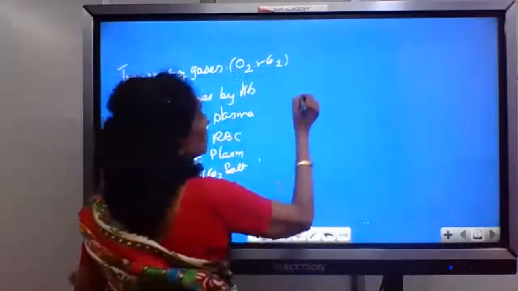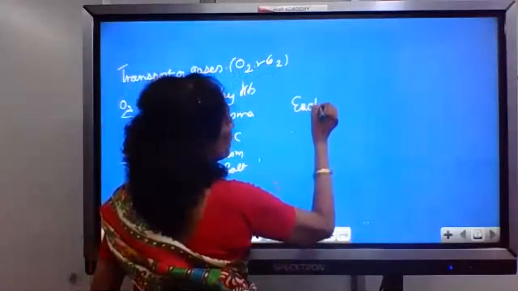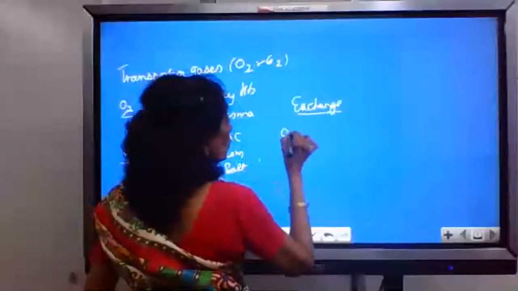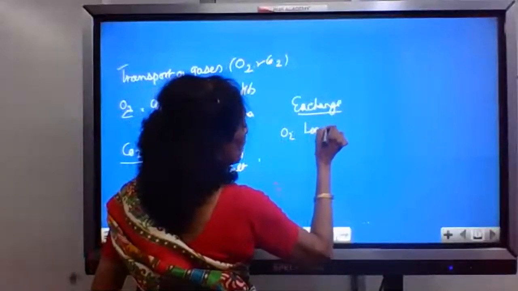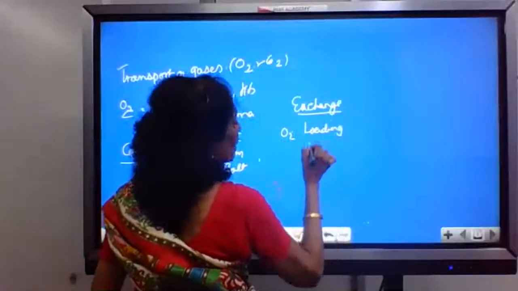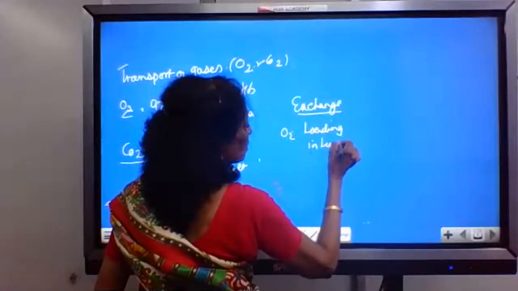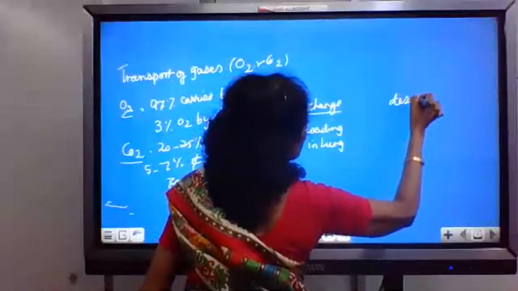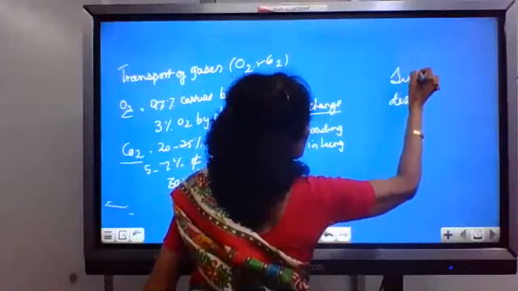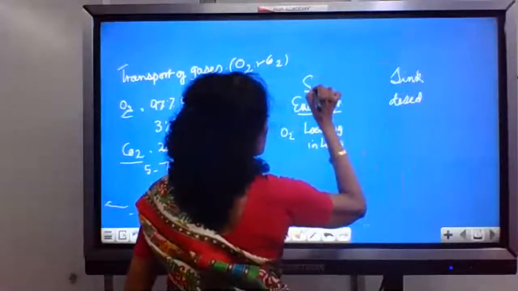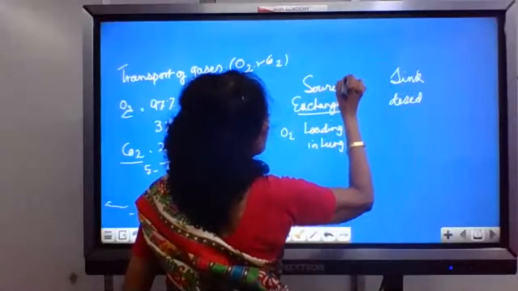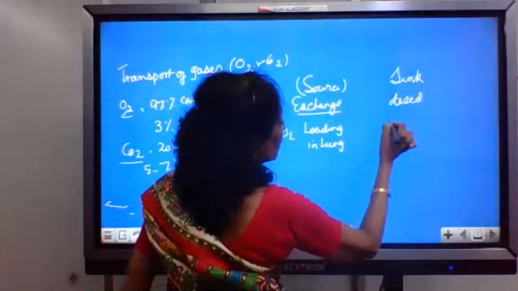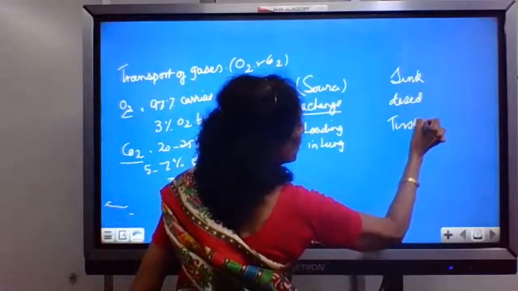Now next is your exchange. O2 loading is loading or saturation. Loading means carrying in the lung, and deposited or used up is the sink. We can say this is a sink, this is a source. Mainly into the blood. The loading is in the lung, and it is distributed to the tissue.